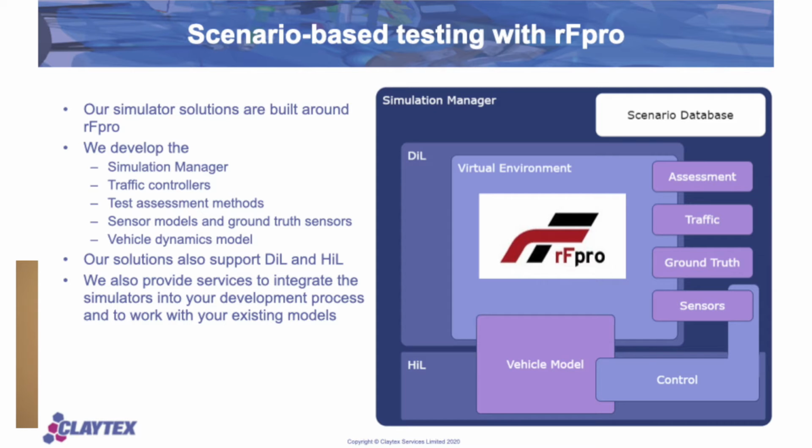So we're using rFpro because it allows us to have digital twins of cities. Oops, sorry, that went fast. Which means we can, for example, drive around in Paris, and it also has an open API, which means we can control the world in which we're doing our simulation.